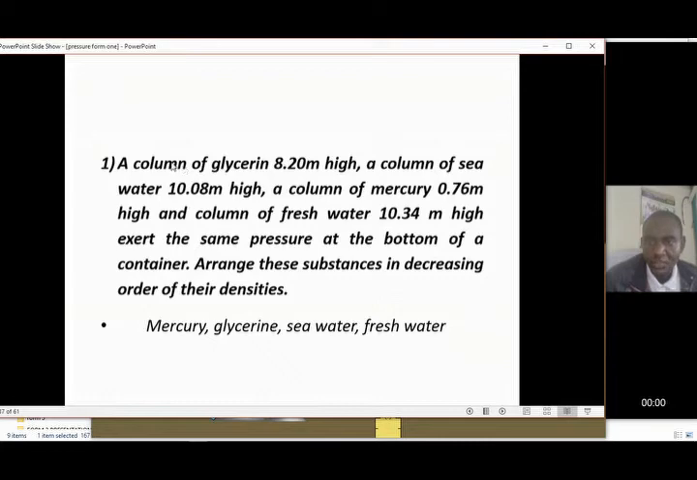So if we were to start with the one which has got the minimum height, 0.76 mercury, followed by 8.2, followed by 10.08, followed by 10.34. Mercury, glycerin, seawater, fresh water.